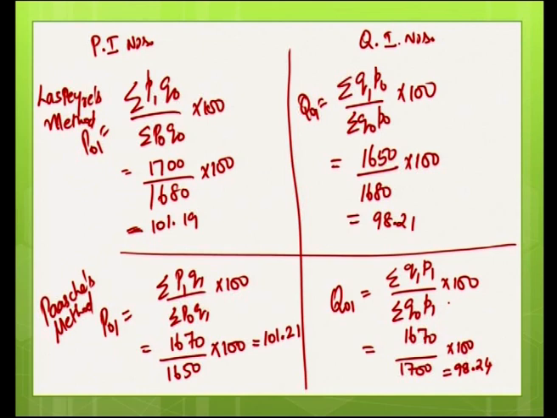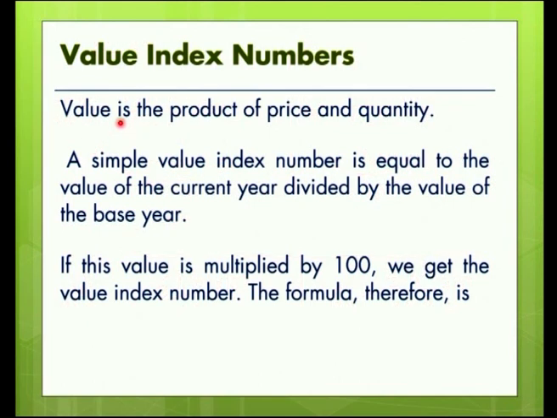Now, after studying two types of index numbers, price index numbers and quantity index numbers, and the methods to calculate both, we next step into the next type of index number called value index number. Value, we have seen, is nothing but the product of price and quantity. A simple value index number is equal to the value of the current year divided by the value of the base year. If this value is multiplied by 100, we get the value index number. Simple means just current year by the base year.